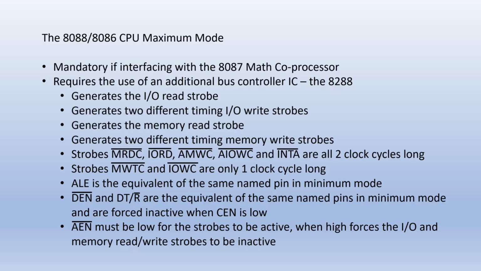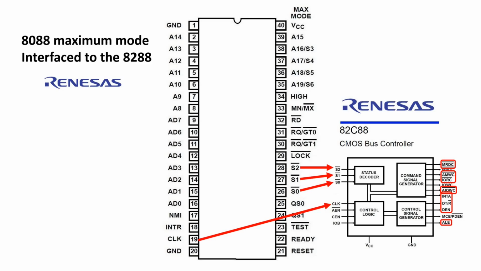What is the difference in maximum mode? Well, the most important difference is that a number of pins change their function, and we have a number of status pins now, and they have to be used in conjunction with an external chip, which is the 8288 bus controller. So the 8288 does a number of things. It generates the I/O read strobe, it generates two different timings of I/O write strobes, it generates a memory read strobe, and it generates two different timings of memory write strobes.